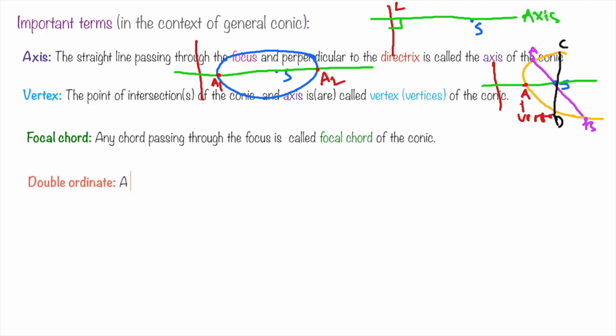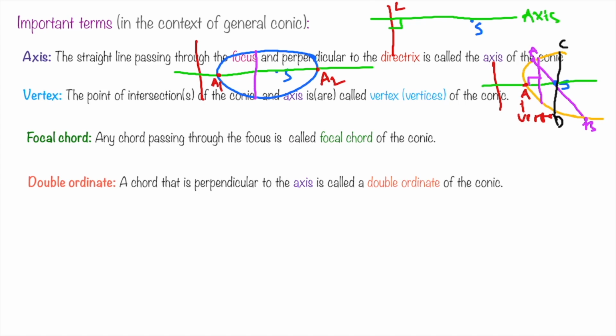Simple. Next, double ordinate. A chord that is perpendicular to axis is called double ordinate of the conic. For example, any chord, let me draw this chord. This is one chord which is perpendicular to axis. This is double ordinate. Let me draw this one also. This is a chord perpendicular to axis, so this is also double ordinate.